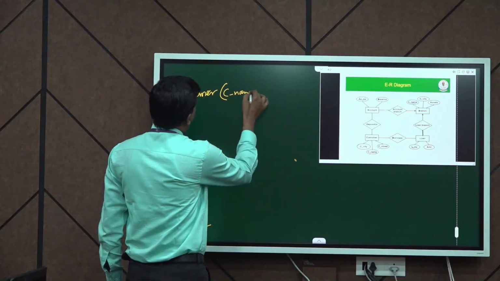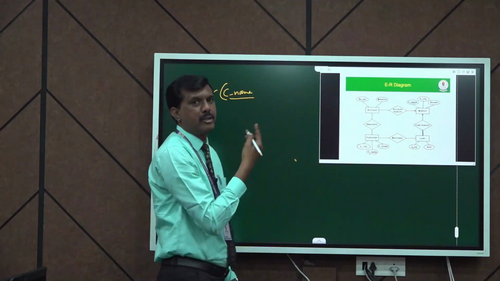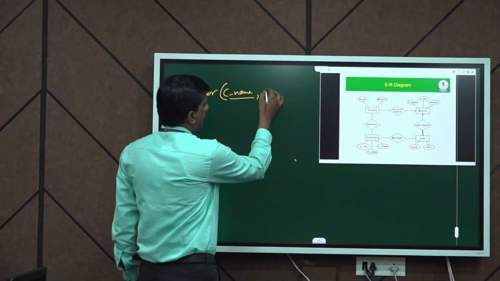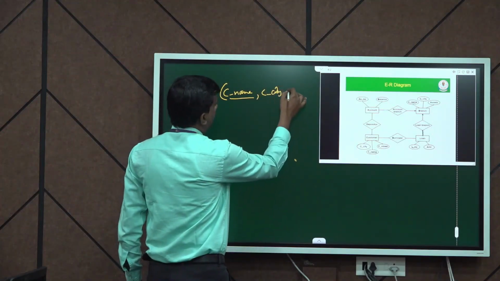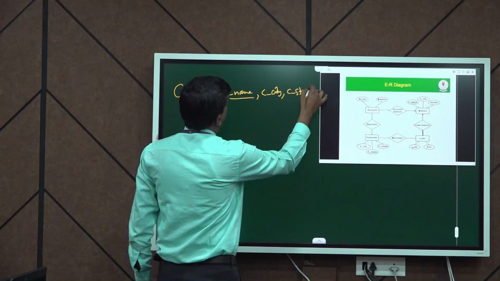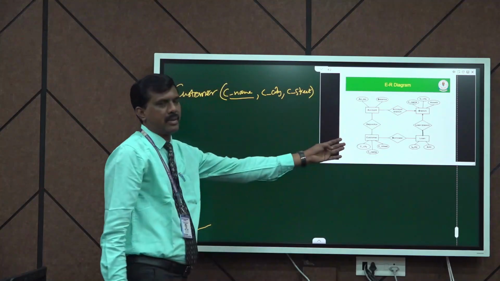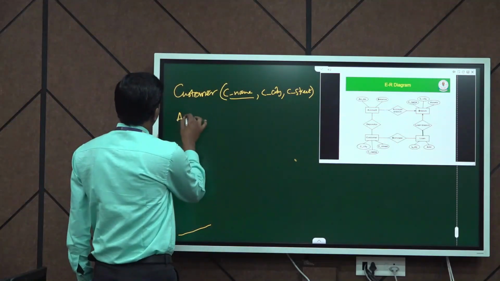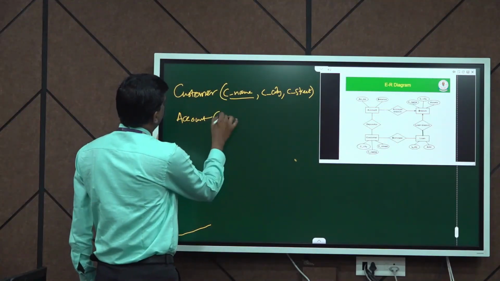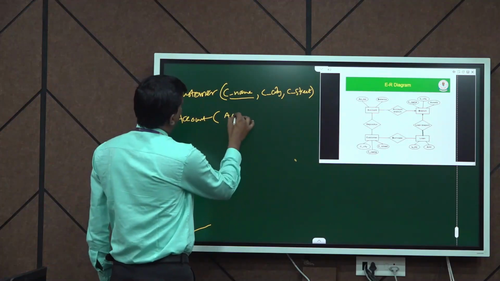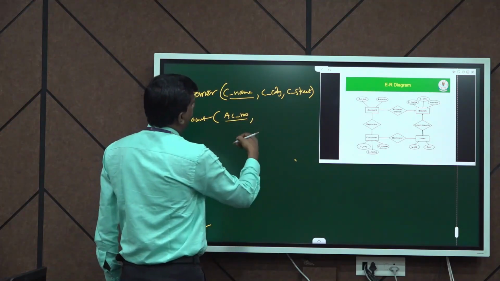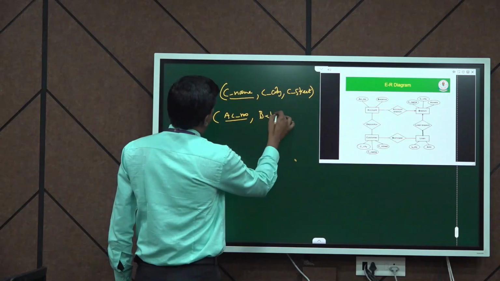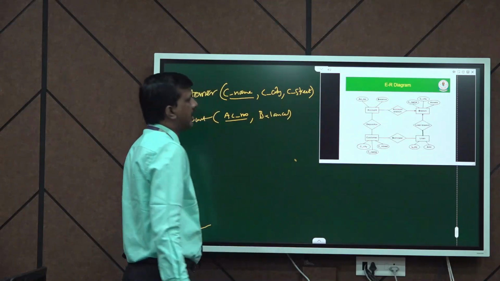Customer name is a key attribute, so it is converted into the primary key, then customer city, then customer street. This is one table. Then we also consider account, which is another relation, in which you have account number as the key attribute, that is the primary key here, then balance.